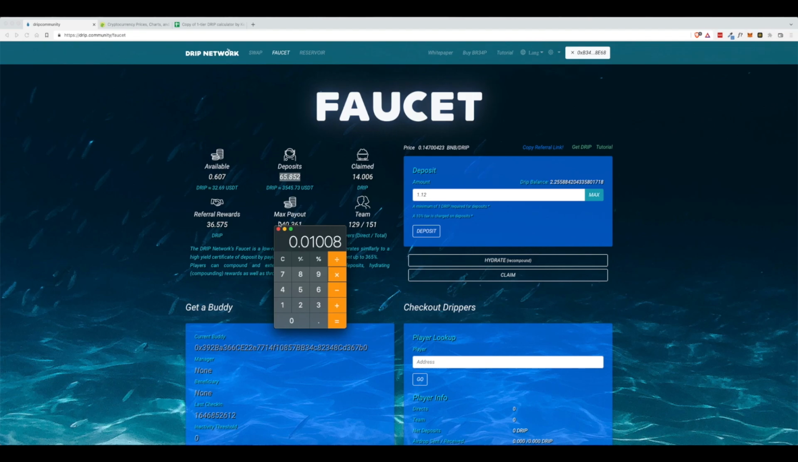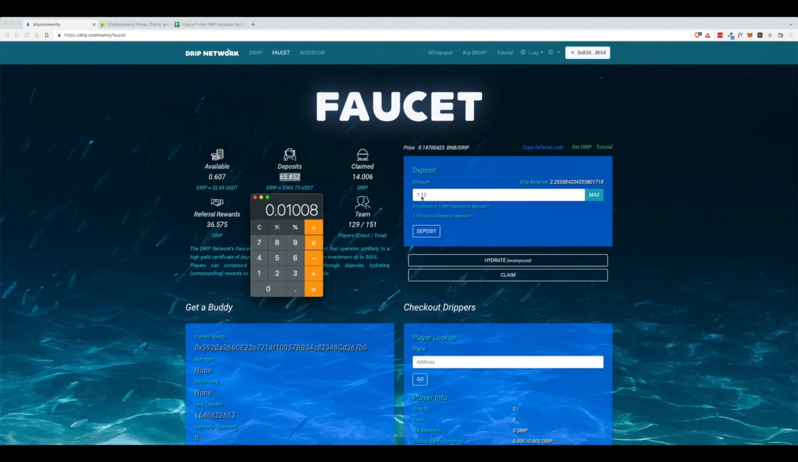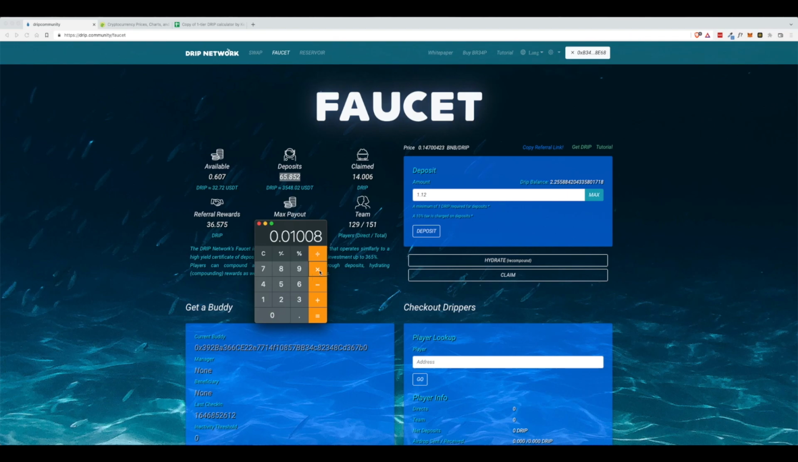So every 24 hours, if you deposit this 1.12 drip tokens, you will be able to get 0.01 drip tokens in your available balance. If we do a quick calculation here and we take the 0.01008 and multiply it by the current value of drip, which is around $54, every day you're earning about 5 cents. It's really not that much, and that's because you didn't put very much in to begin with.